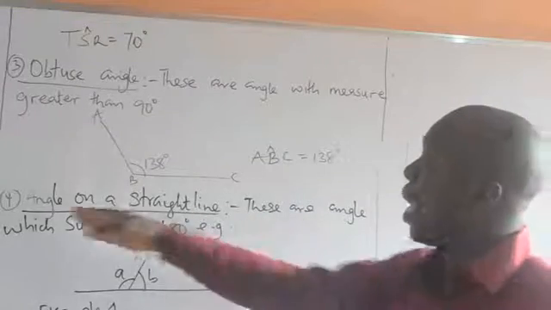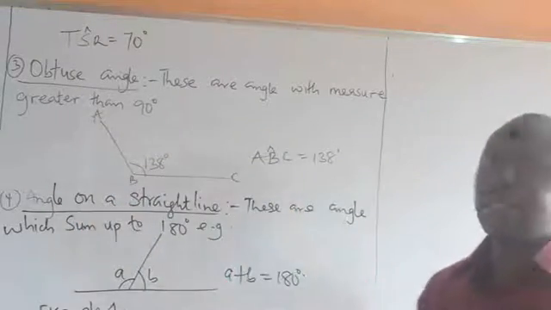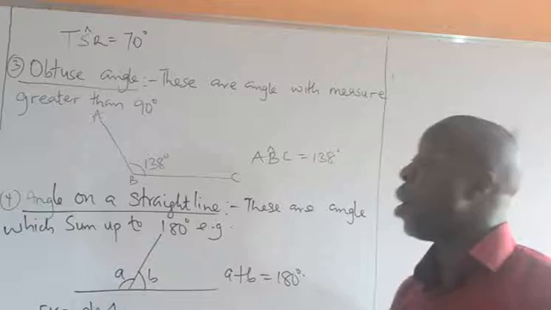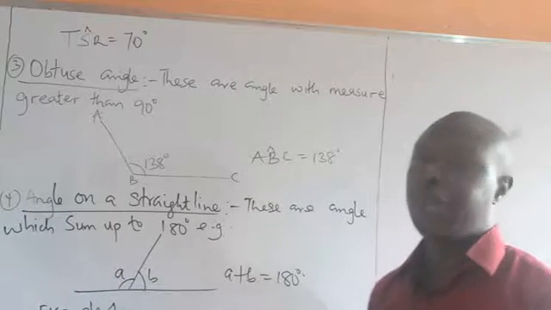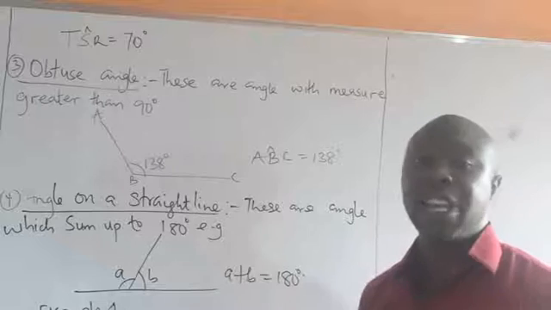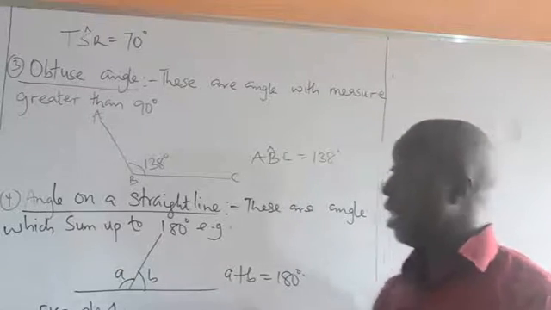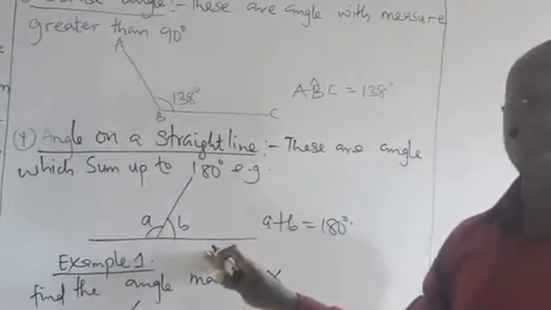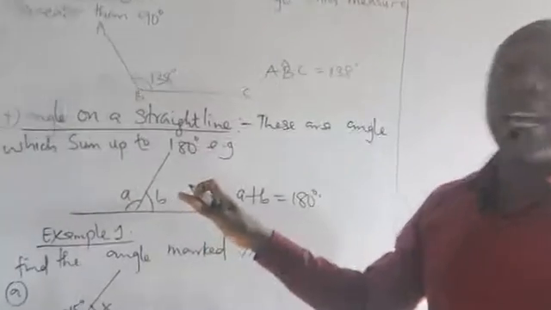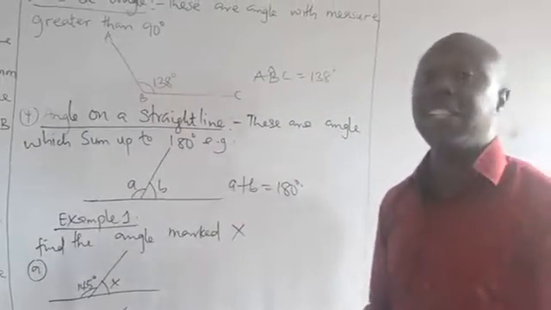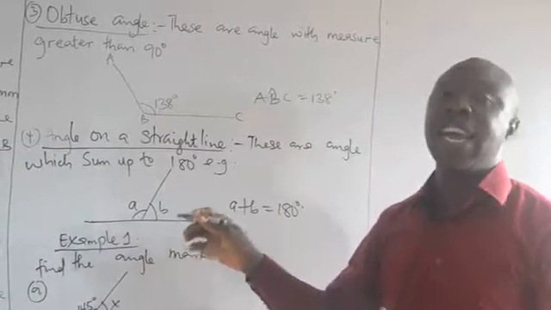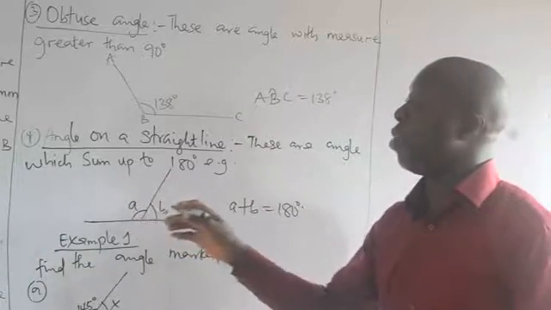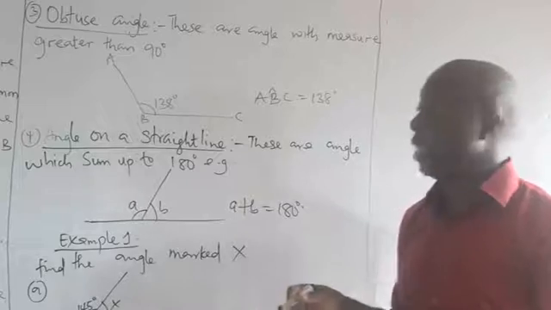Under the same topic, we also have angle on a straight line. Angles on a straight line sum up to 180 degrees. That is, the sum of angles on a straight line is equal to 180 degrees. This is a good example. The addition of angle A and angle B will give us 180 degrees, the reason being that they are angles on a straight line. If you add these two angles, it will definitely give us 180 degrees.